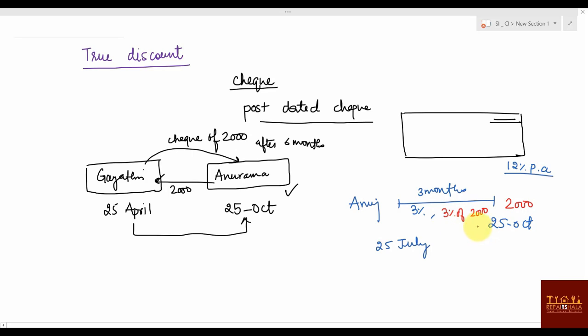And Anurama will agree. Why? Because 2,000 rupees in a check is not useful now, but if I give cash, she benefits. How much is 3% of 2,000? 60 rupees. Means I will agree to give how much?